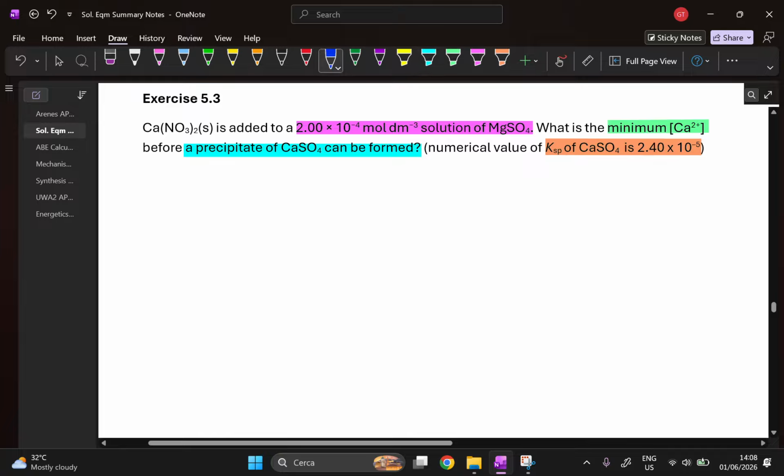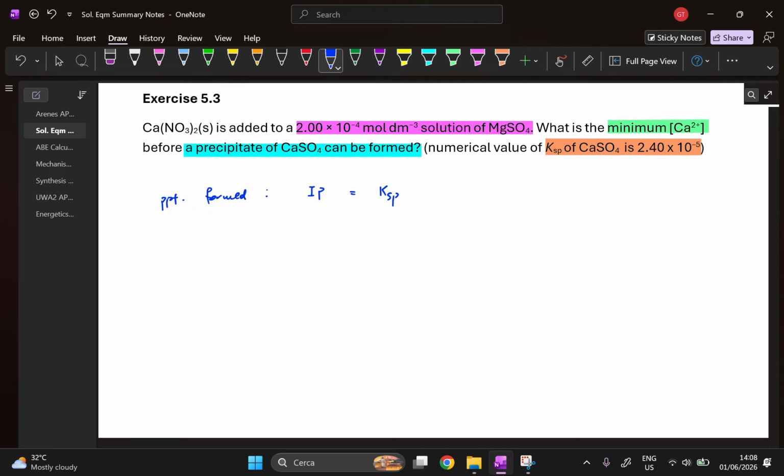If I want a precipitate to be formed, this means that at least IP must equal KSP. Technically, you can also write IP must be greater than or equal to KSP. But in this case, they want the minimum. So I'm solving an equation, not an inequality. I will just write IP equals KSP.